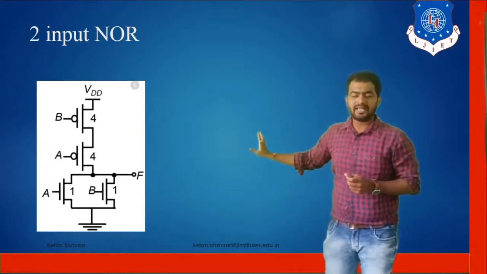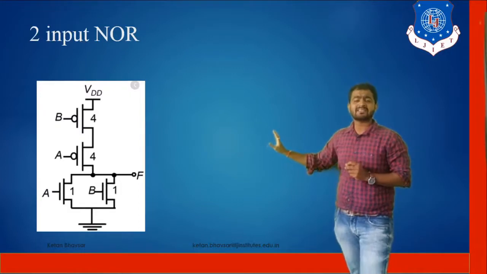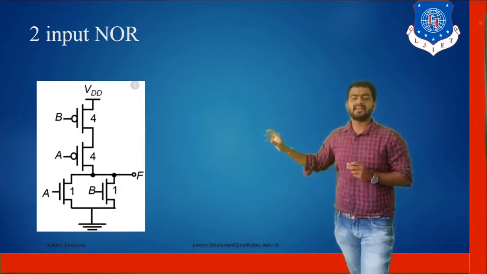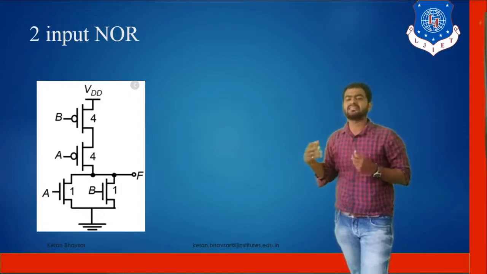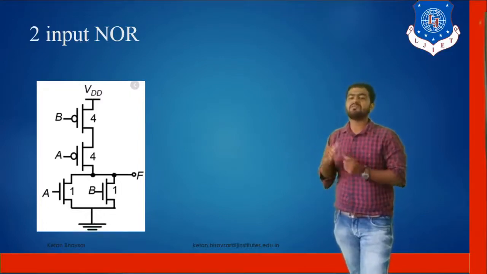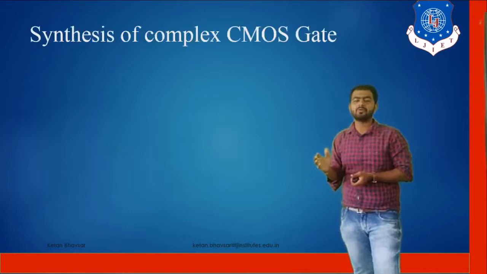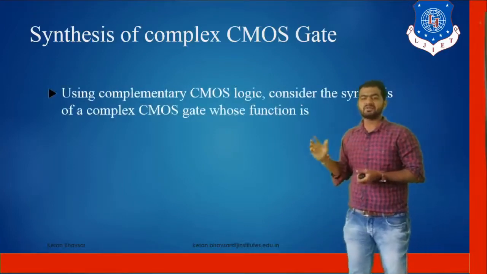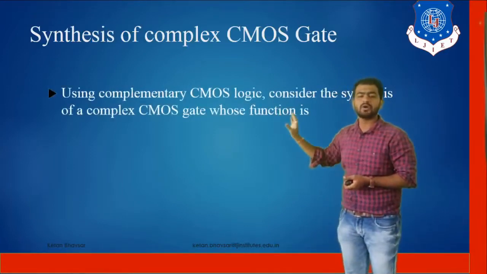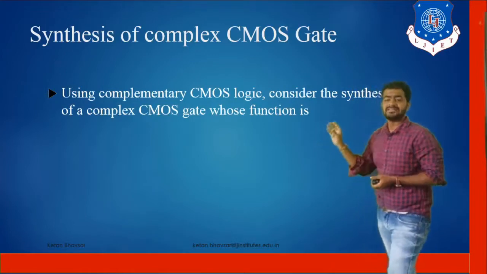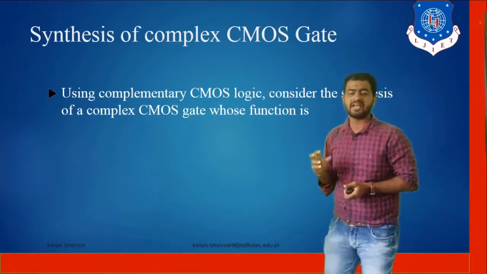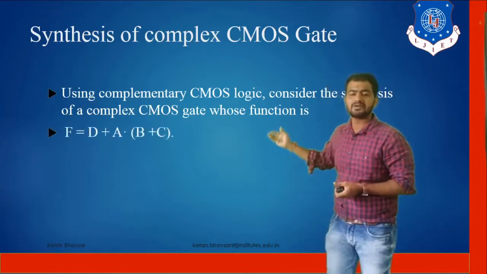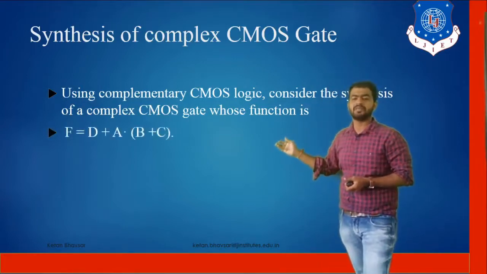As I already discussed in a previous video, how exactly NAND gate and NOR gate work and how we can design them with the help of CMOS. Now we move ahead and discuss a complex CMOS gate. Using the complementary CMOS logic, consider the synthesis of a complex CMOS gate whose function is F equal to D plus A into B plus C.